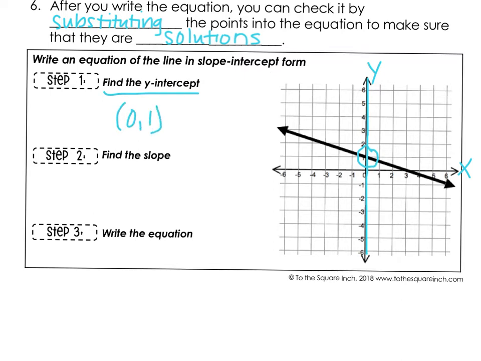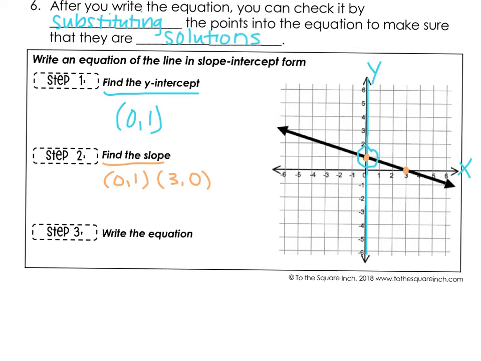Step 2 is to find the slope. So I'm going to find 2 points on my line. Well, here's one, so 0, 1. And then here's another one, 3, 0. And we can use the slope formula.